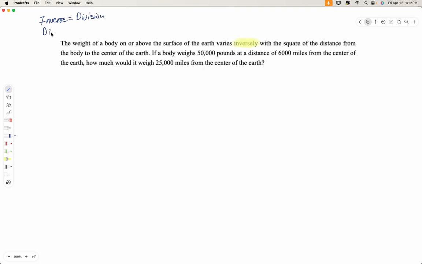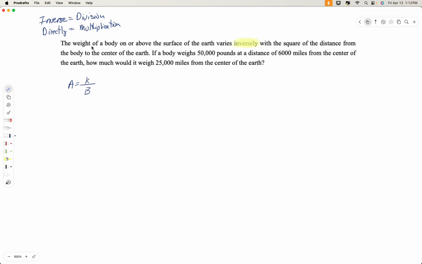and directly is equal to multiplication. Those are the things that you've got to remember when setting up the problem. So because it says inverse, we're going to do division. So you've got the first thing, A, is equal to K over B. So let's find out what the first thing is. This is the division format.